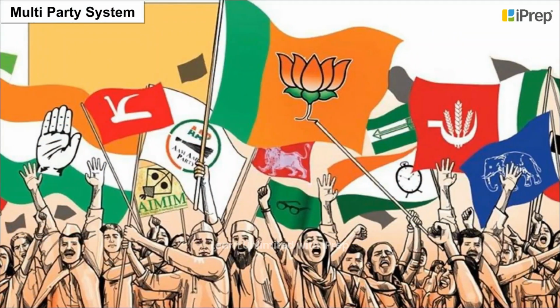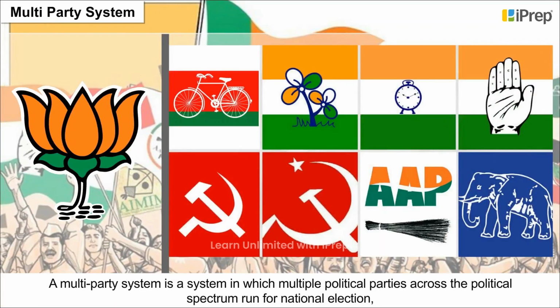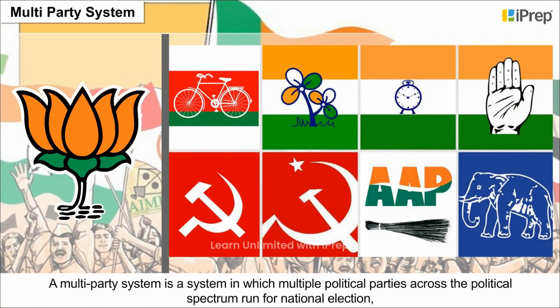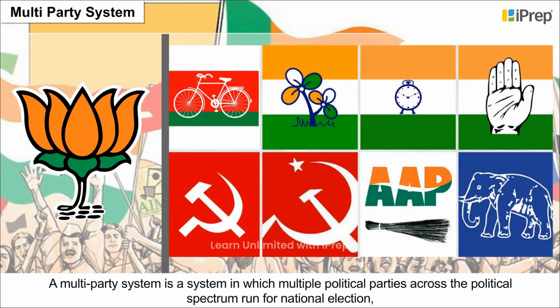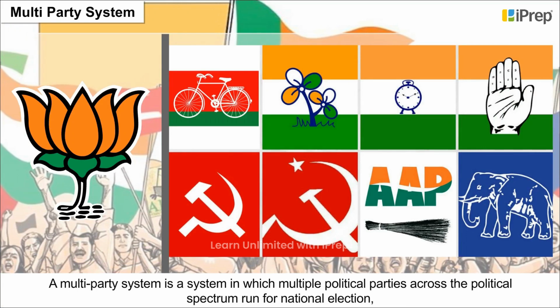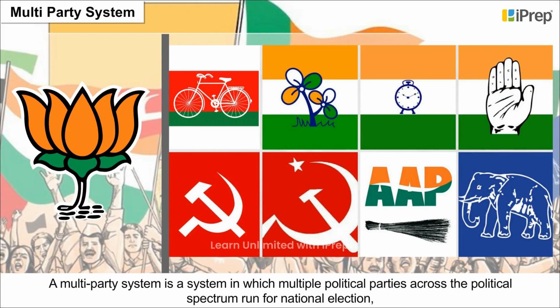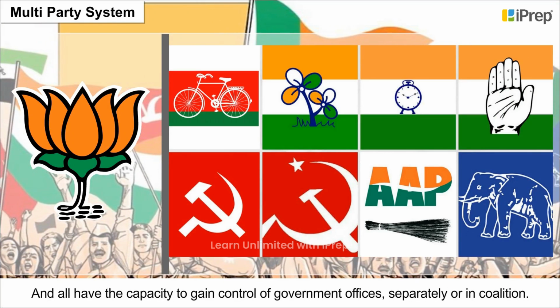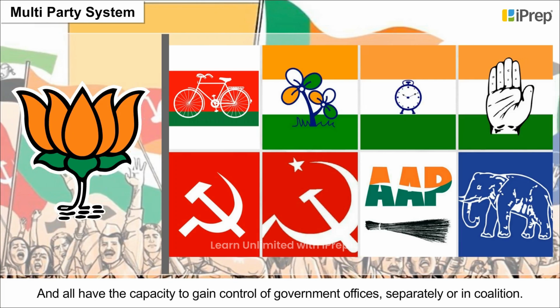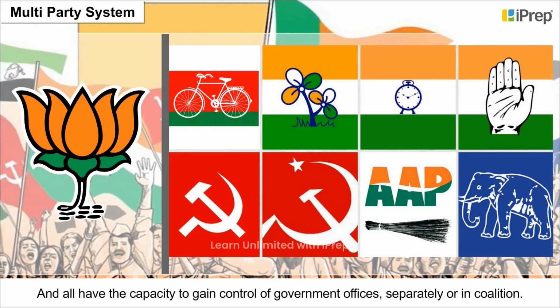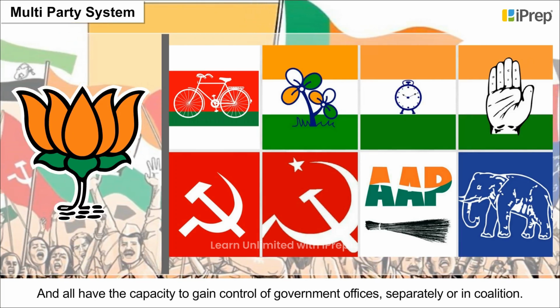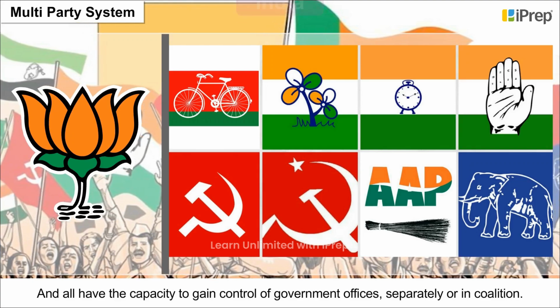Multi-party system. A multi-party system is a system in which multiple political parties across the political spectrum run for national elections and all have the capacity to gain control of government offices separately or in coalition. Example, India.